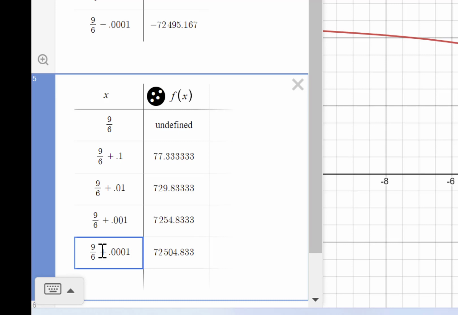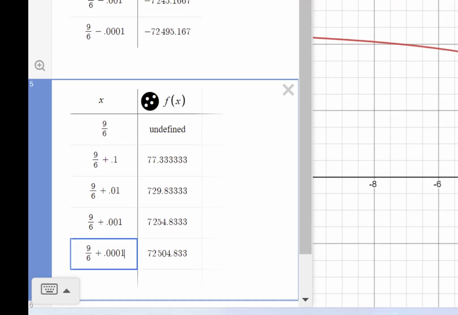And again, we see as we're sneaking up on x equals 9/6 from the right, as we get closer and closer to 9/6 from the right, the y values shoot upward. They're 77, then 729, then 7,254, then 72,000. So they're going up, up, up. They're shooting up to infinity.